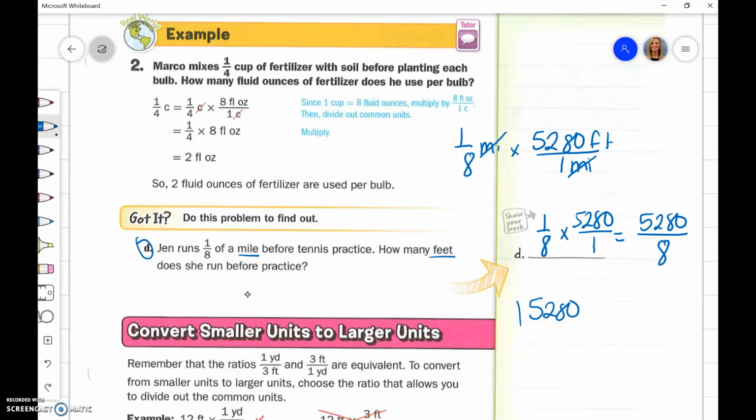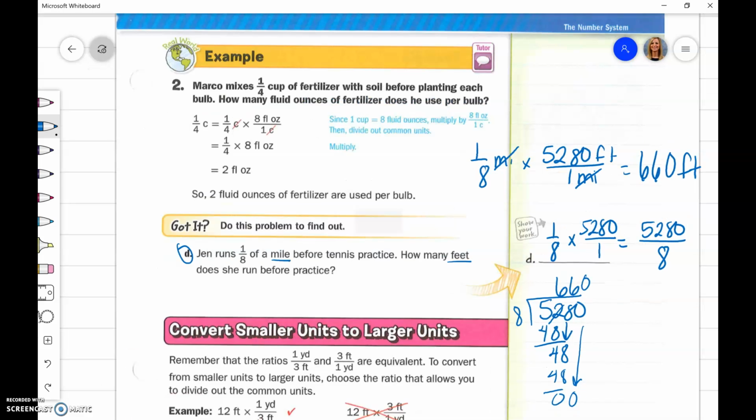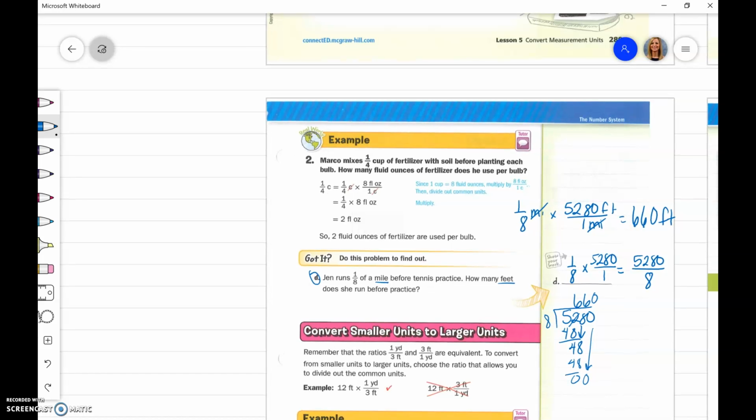5,280 divided by 8. That goes in 6 times, which is 48. And I subtract. That leaves me with 4. Bring down 8. I know that that goes in 6 times. That's 48. Subtract, 0. Bring down 0 and 0. So I get 660 feet. Okay, we're going to continue with working from larger to smaller.